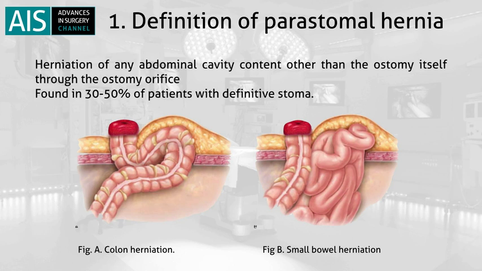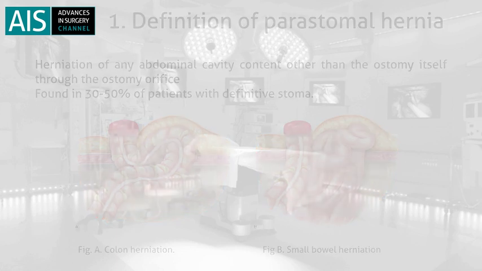Parastomal hernias are a fairly common complication in patients with a definitive stoma, being observed in 30 to 50% of them. Thus, they are more frequent overall than incisional ventral hernias. Most parastomal hernias occur within the first years after their stoma is created, but may arise much later as the patients grow older and the abdominal wall may become weaker.